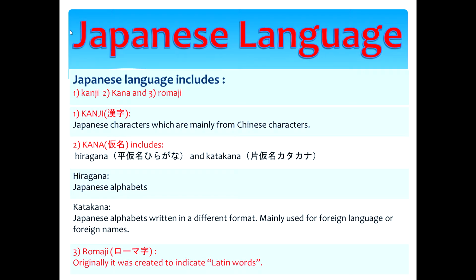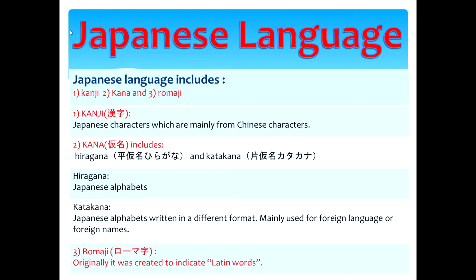Katakana, you look at my kanji behind and you look at the way I read the katakana. That's how it looks. Katakana is also a Japanese alphabet, written in a different format. It's mainly used for foreign words or a foreign name. Let's say if you are a foreigner and you would like to have a Japanese name, you can write it in katakana, and people will understand this is the name of a foreigner, or at least a foreign language.